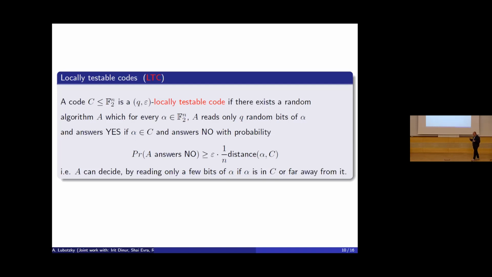If you can read only 70 bits and get, with high probability, that it's close, then you will send it to the algorithm. If not, you will ask the sender to send it again. This is the practical application, but it's also extremely important from a theoretical point of view.